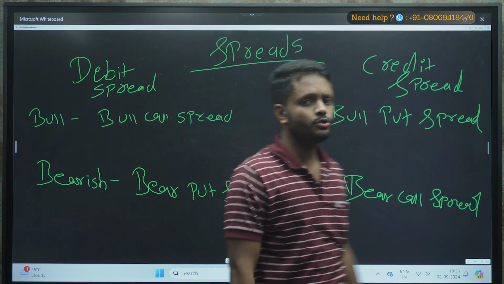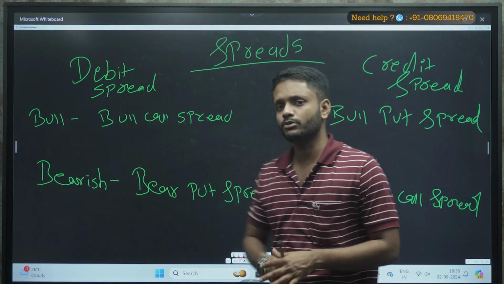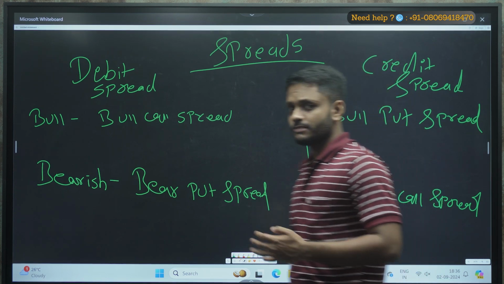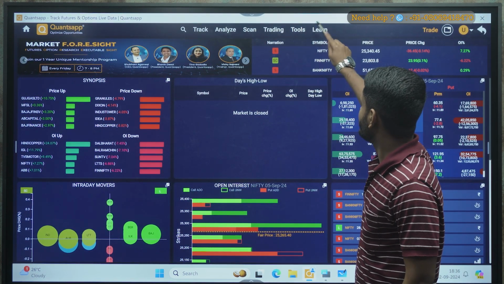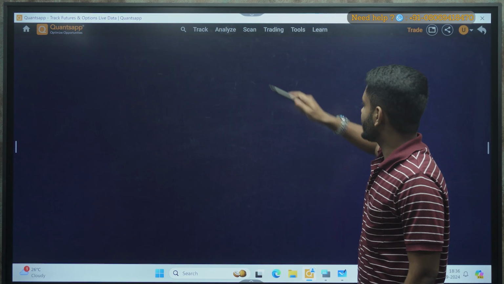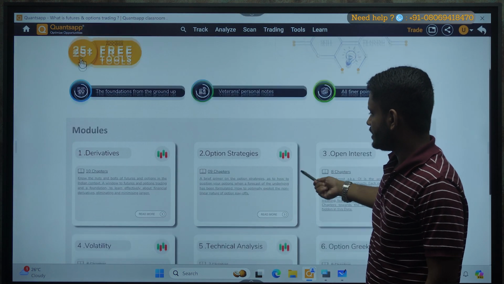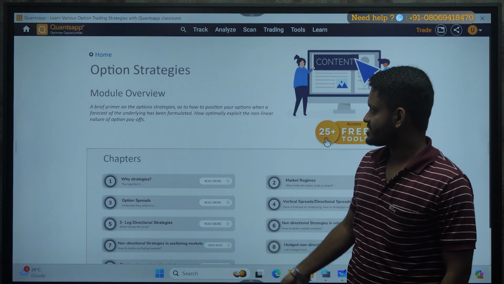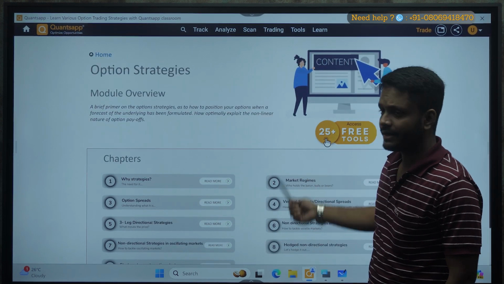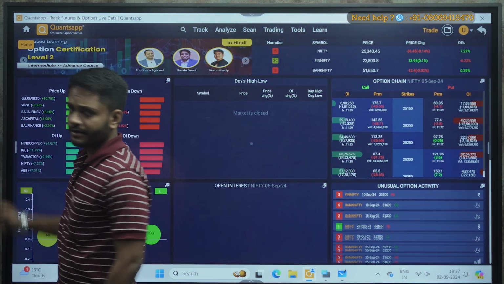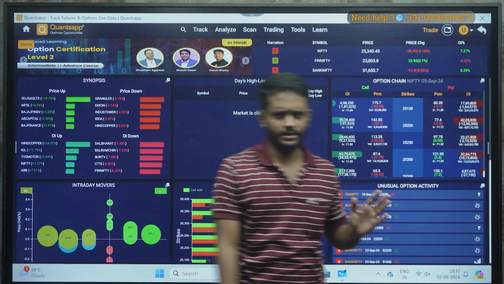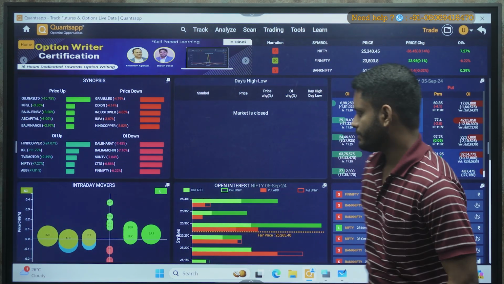So if you want to know more and in depth about what is a bull call spread, what is a bull put spread, what you can do is just get into the homepage of CoinSap, go to learn, go to classroom. See, here you can get all the options strategies. You can definitely go and read this. These are absolutely free. You can go and read all the strategies from here. Okay, so I hope this might be clear to you.